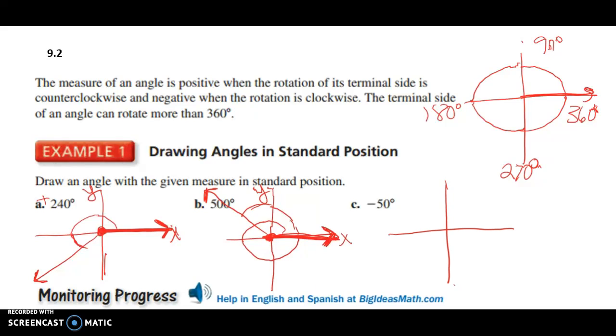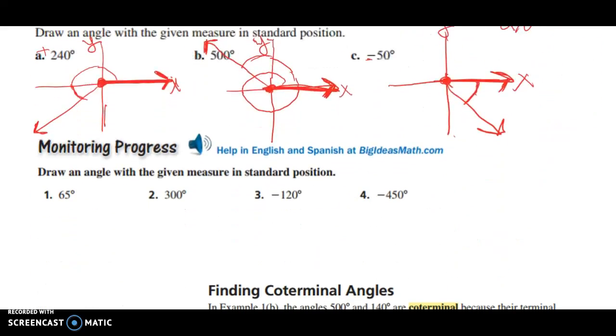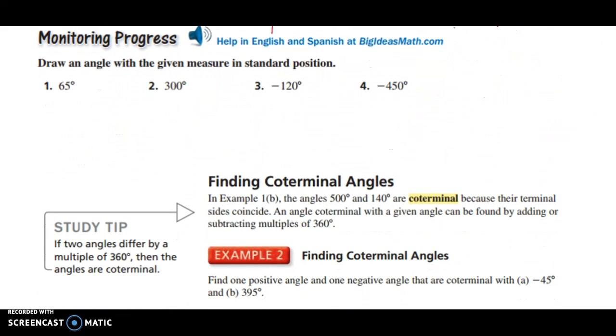Let's try the next one. Drawing our x and y axes. Our vertex will be here at the origin. My initial ray, always on that x-axis. Now this time I'm going to go negative, so that means I'm going to go down and around. I'm not going to go all the way down because that would be negative 90, and I only want negative 50, so I'm going to land somewhere in quadrant 4. And here is my terminal ray. Go ahead and try the monitoring progress. We'll review those answers in class.